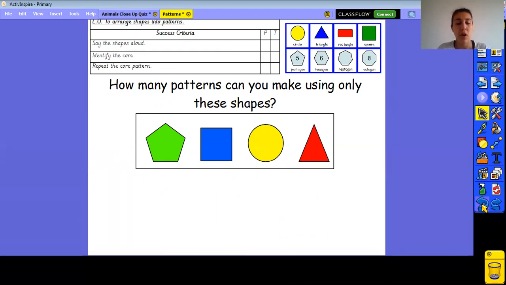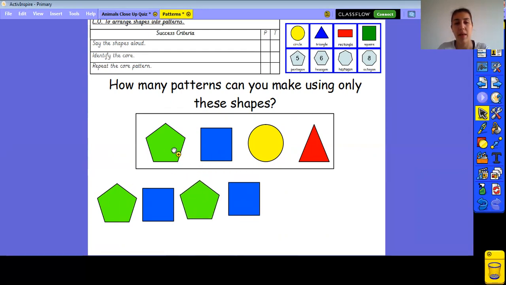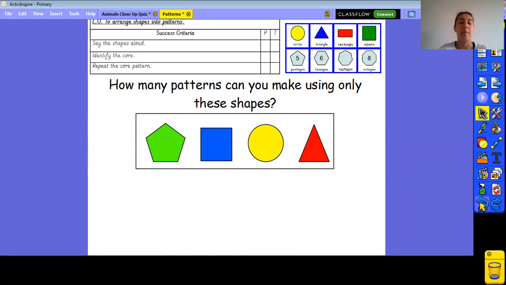Maybe I could choose a combination of 2 different ones. Maybe I would choose my pentagon and my square. And if that's my core, then that would be repeated again. Pentagon, square, pentagon, square. And that would be another pattern. I could make another combination of 2. Maybe you can think of your own combination of 2.